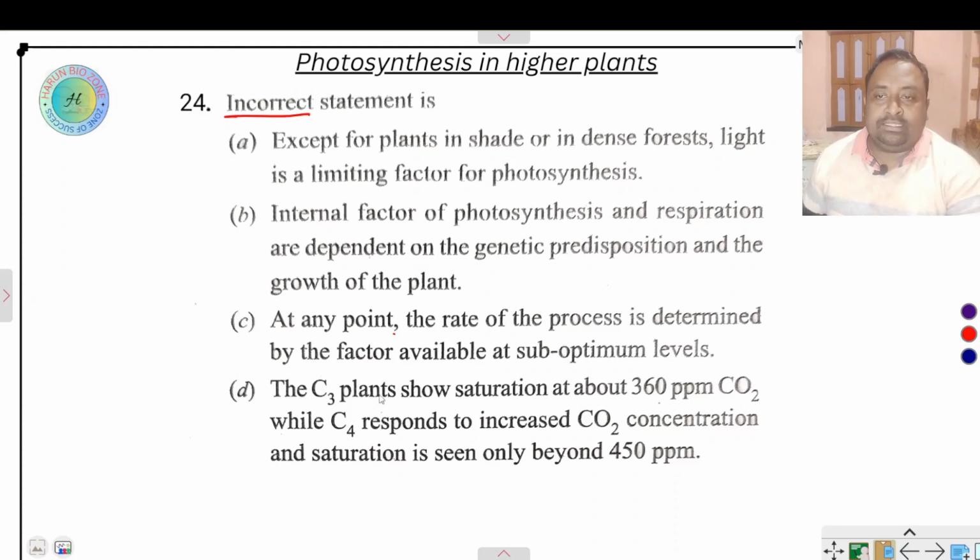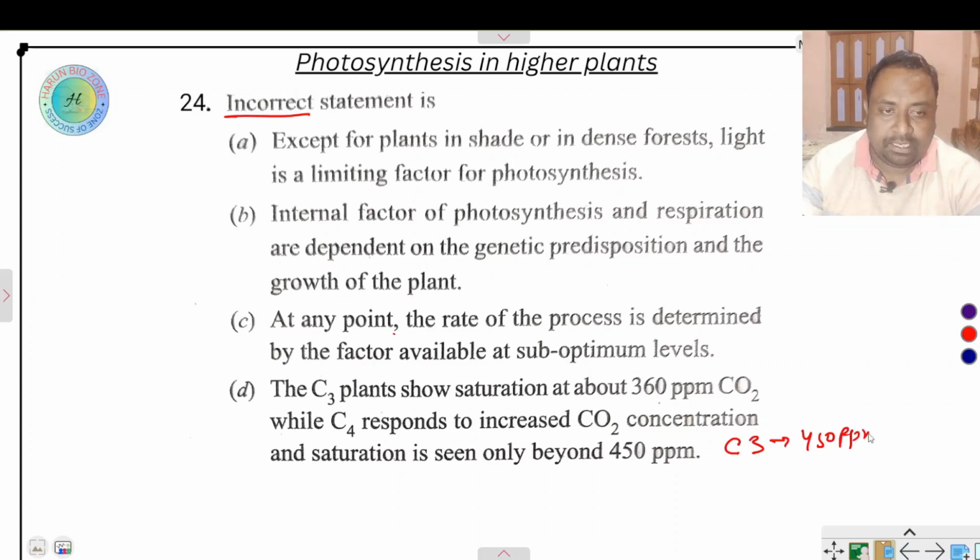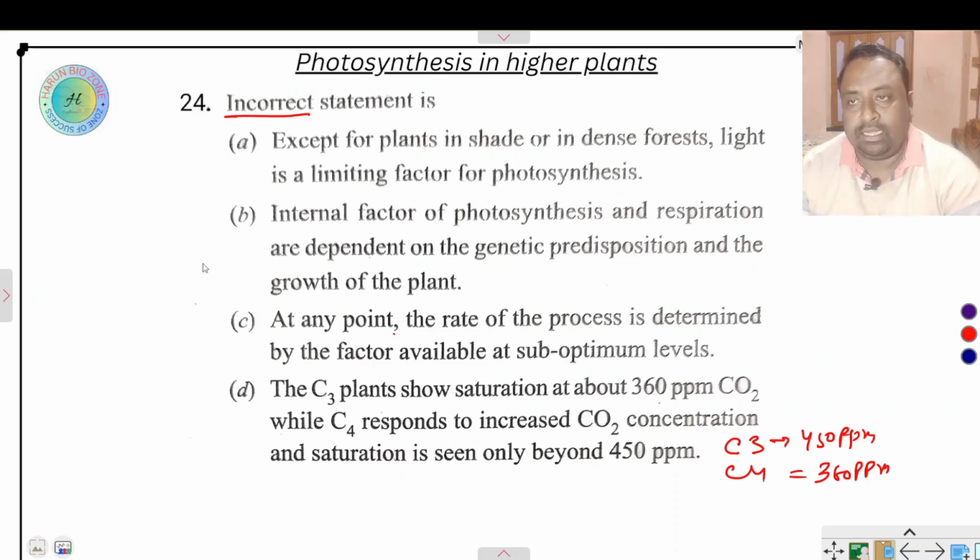Clear? The C3 plant shows saturation about 360 ppm CO2, while C4 responds to increased CO2 concentration and saturation is seen only at 450 ppm. Thus, it is reverse. The saturation point of C3 plant is 450 parts per million, but C4 plant is 360 parts per million. So here the incorrect option is D. Rest of the options are correct.